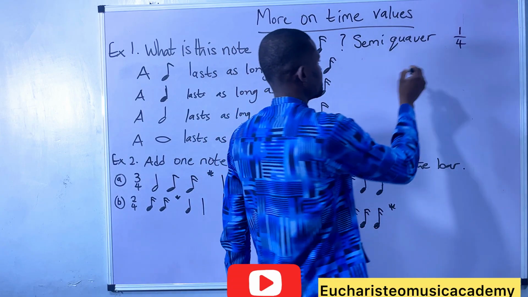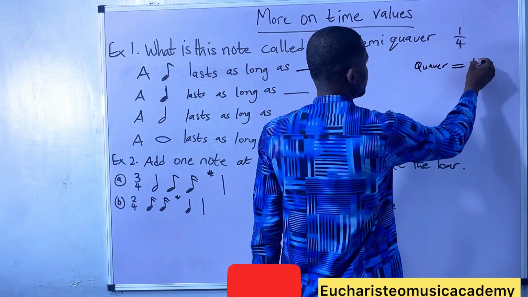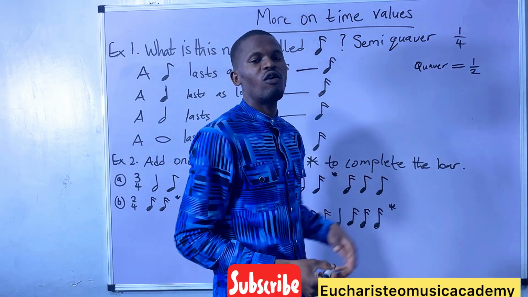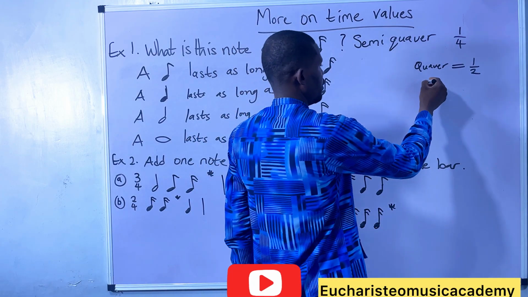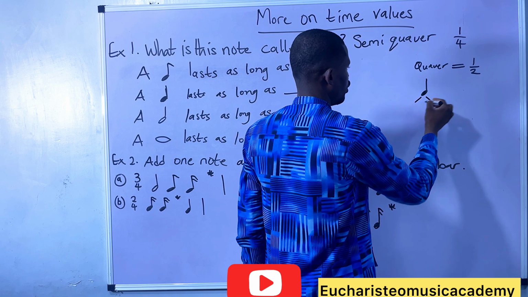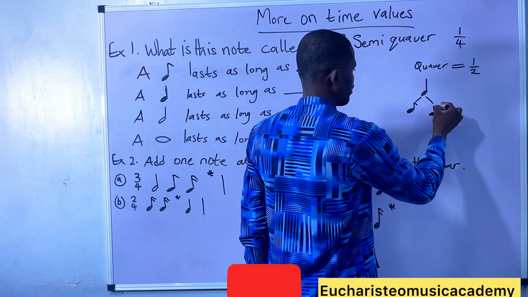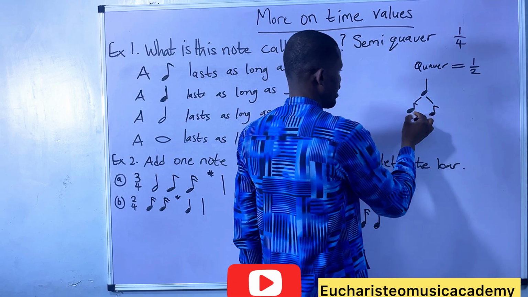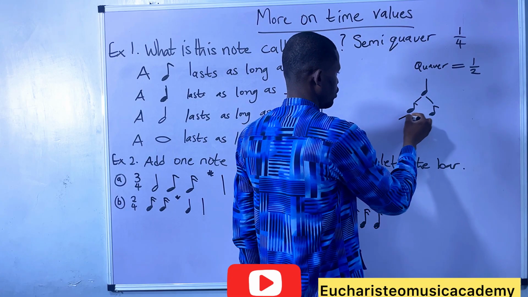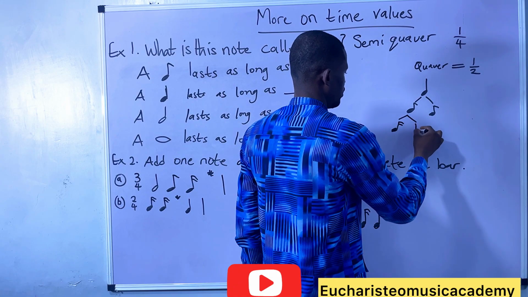Don't forget, a quaver is 1/2 beat, but the semiquaver is 1/4. If you divide a crotchet into two, you have a quaver. You divide this quaver into two, this quaver will produce... you seeing it?